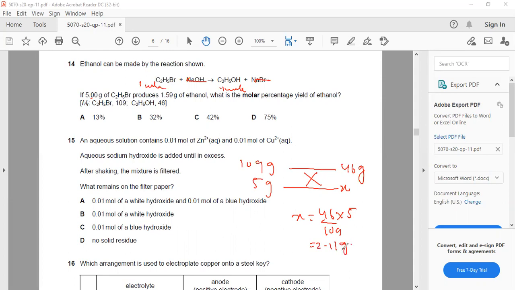gram. This is the theoretical yield, but the practical yield is how much? 1.59. So what is the percentage molar yield? Theoretical yield is always in the denominator, it is greater. Practical yield is always the numerator into 100. Okay, the answer will be around 75%, so D will be the answer. Got it?